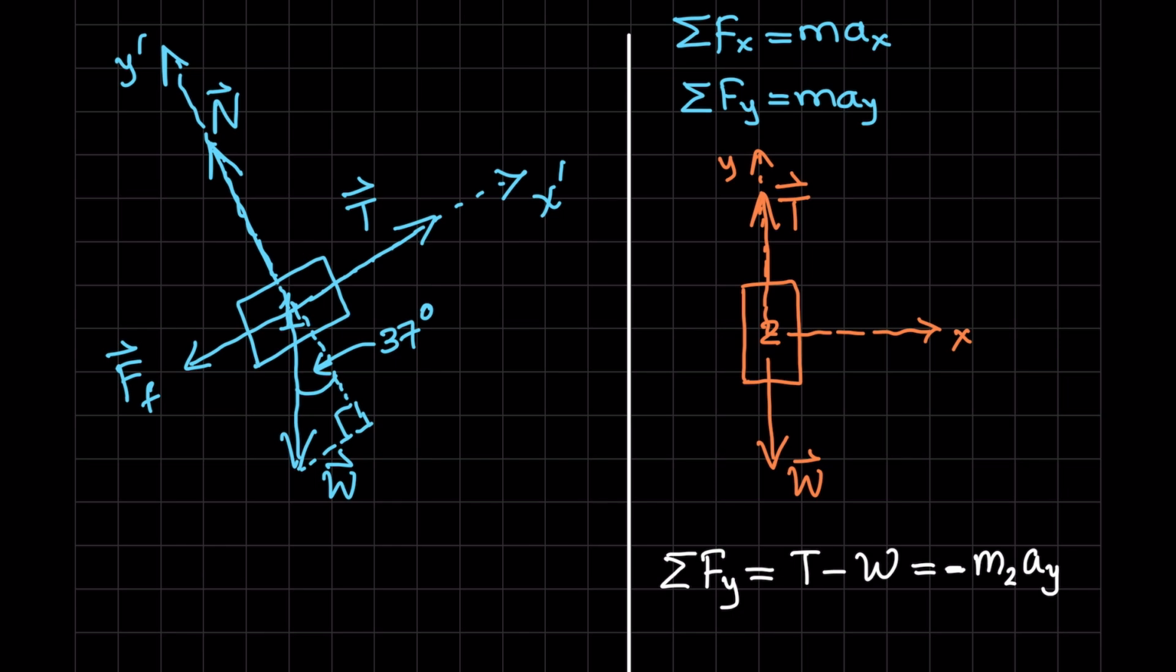I would set up the coordinate systems. I would think about the acceleration. And if I know, oh, I expect it to be going down, then I'll put a negative. If I expect it to be going up, I'll just leave it positive.